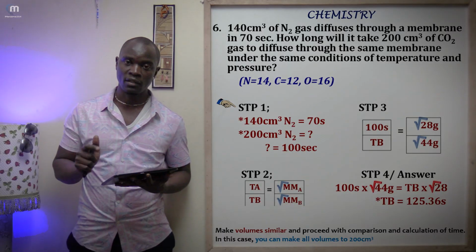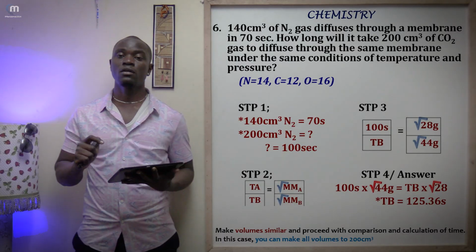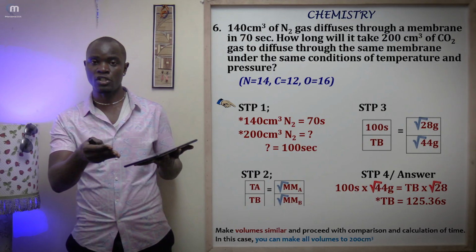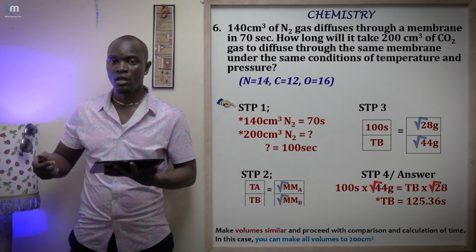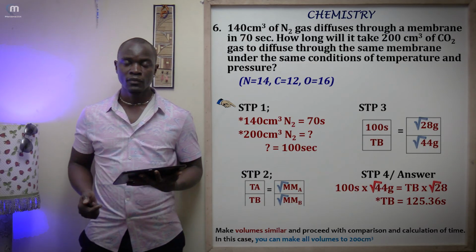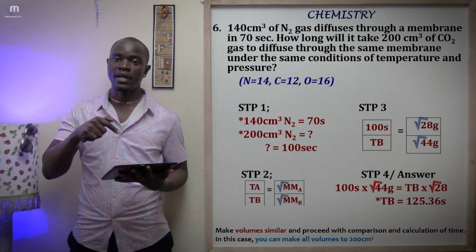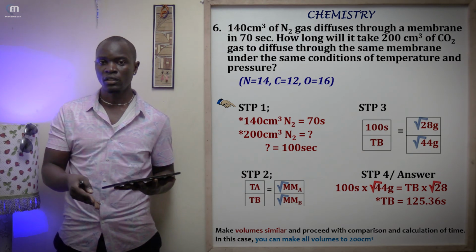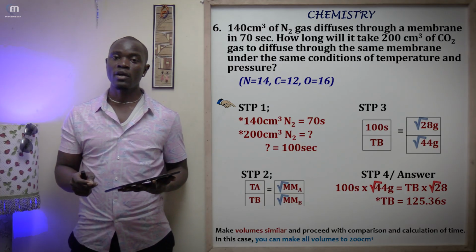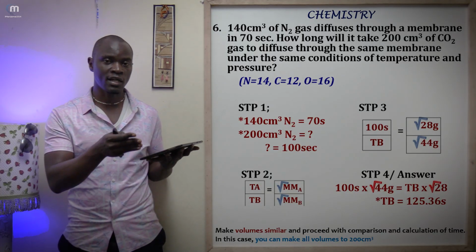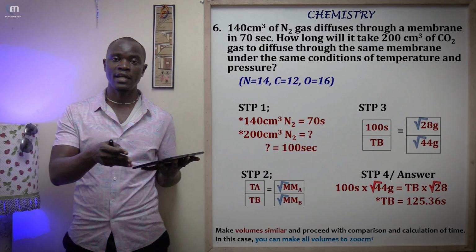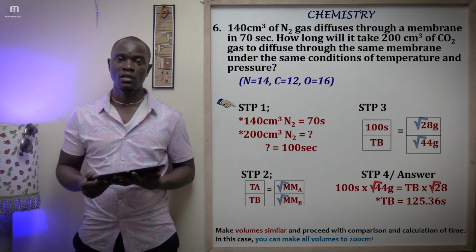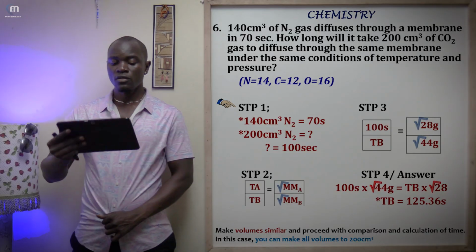So this is what I mean. What you have been asked, carbon dioxide, is 200 centimeters cubed. So we are comparing nitrogen and carbon dioxide, which is 200 centimeters cubed. The nitrogen that we should now be calculating, we have only been given 140 centimeters cubed. So here, we are going to assume the volume of nitrogen, let's bring it to match the carbon dioxide through calculations. So this is what you're going to do.